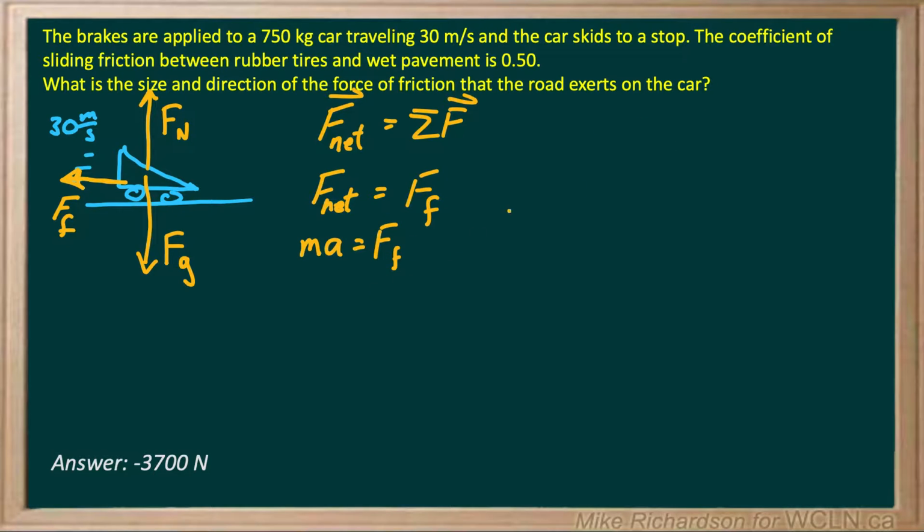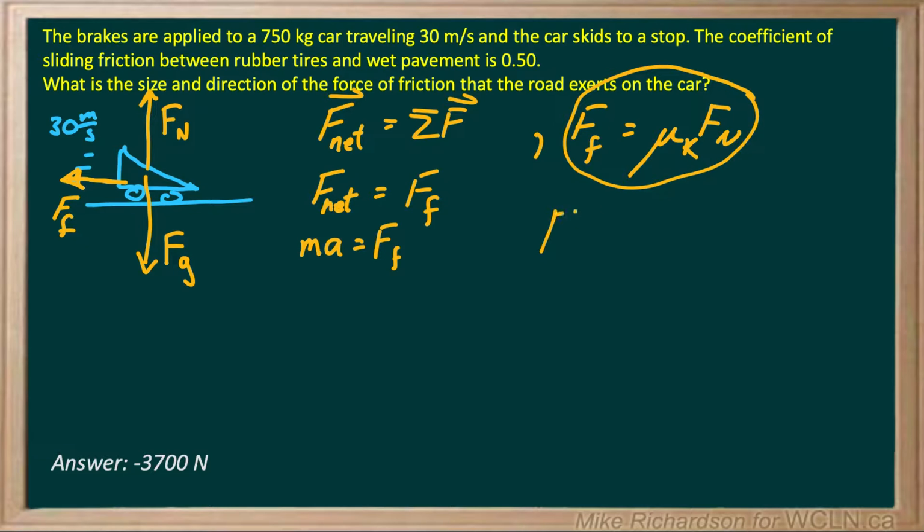But we also know that the force of friction, right off our formula sheet, is mu times the normal, where mu would be our kinetic coefficient, our sliding coefficient of friction, and Fn is our normal force, which we can figure out from our picture. So we're going to go with this equation. Force of friction is mu k times Fn.